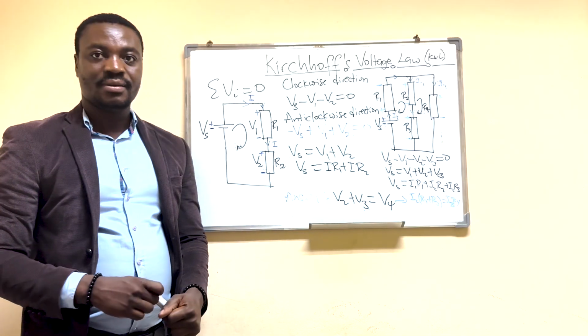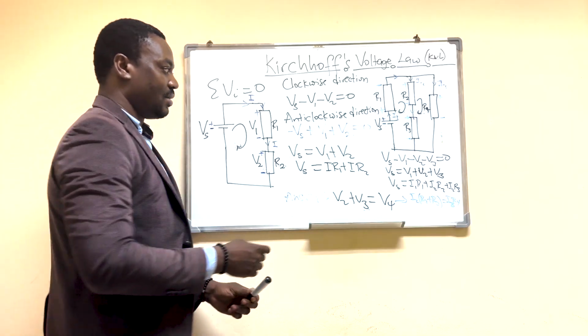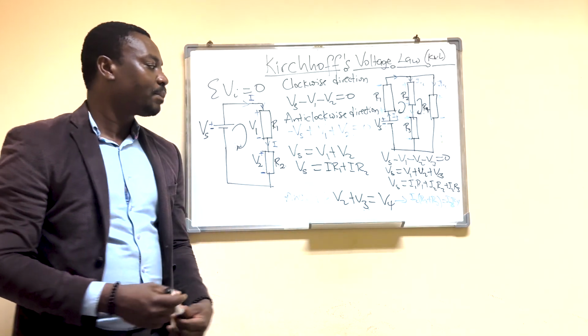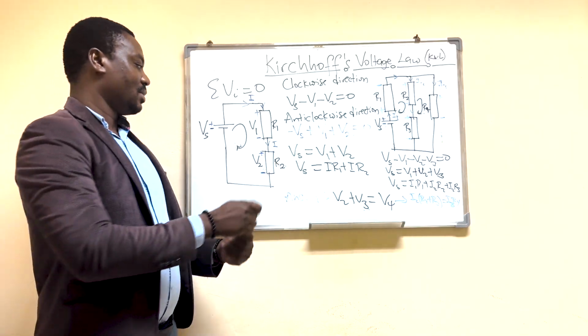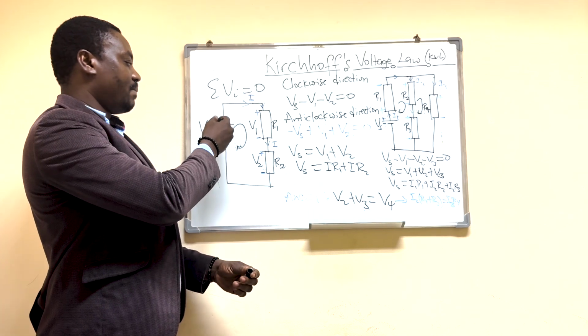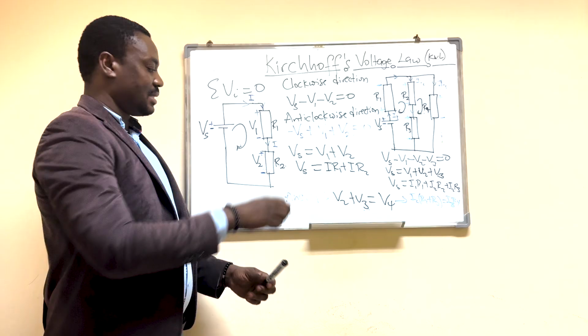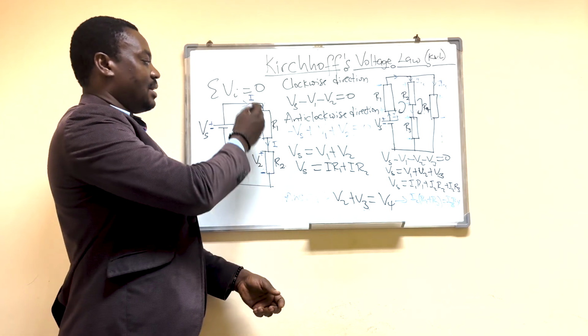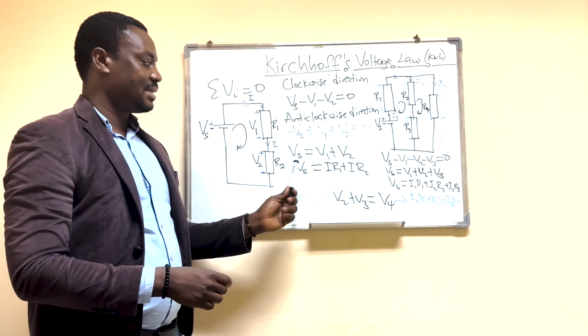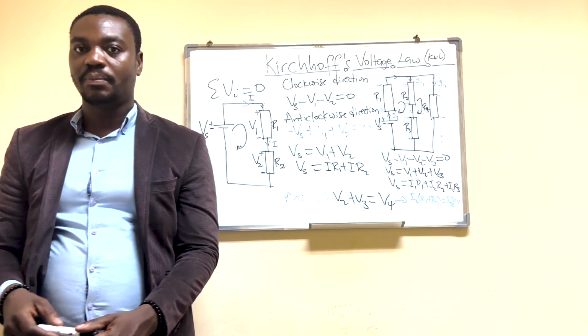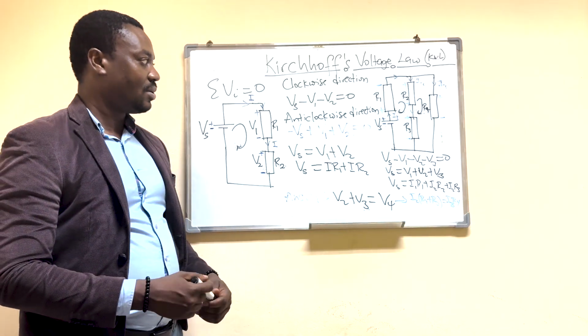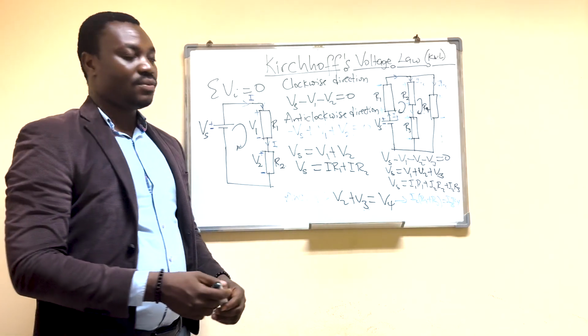Now we can do the same thing, right? Anti-clockwise. We can perform anti-clockwise direction. So we have here minus Vs. So here we are moving anti-clockwise. So we have plus to minus, a drop. And then here we now have minus to plus being a rise, and then here minus to plus. So we have minus Vs plus V1 plus V2 equals to 0. And both of these will give you the same answer.